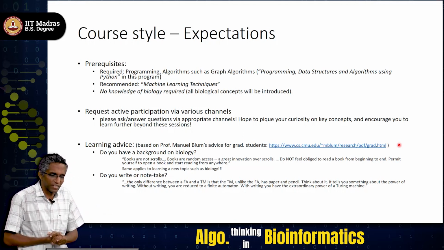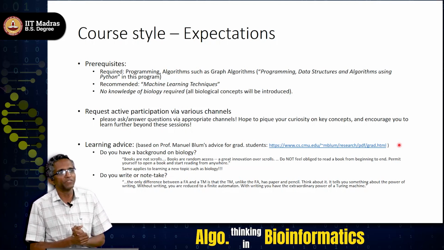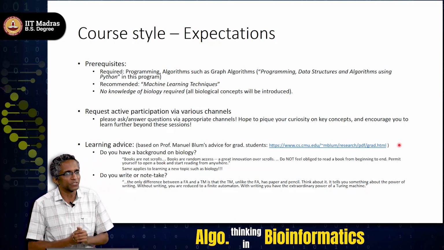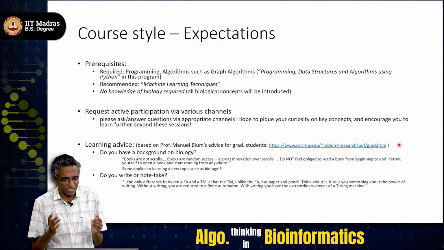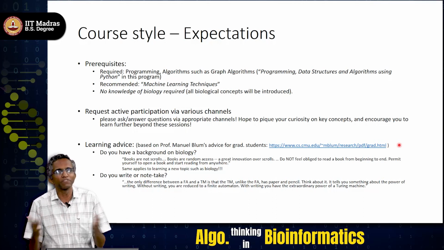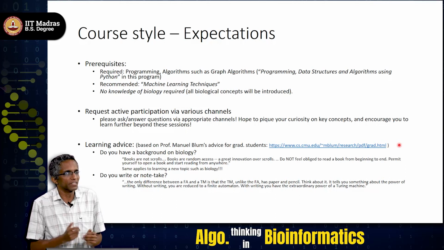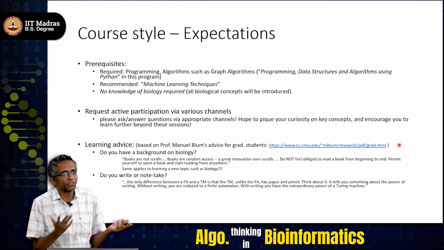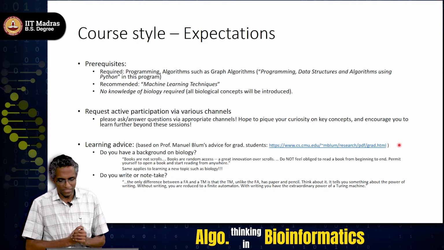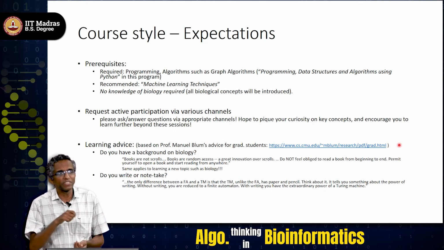Manuel Blum again says something about the difference between a finite automata and a Turing machine. For those who have studied computational complexity in computer science, you would know that a Turing machine is strictly more expressive than a finite automata, that it can compute any computable function, right. But the finite automata cannot, and the reason is that the Turing machine has a tape that it can write on, right. So, that writing has a tremendous power to give you more expressivity.